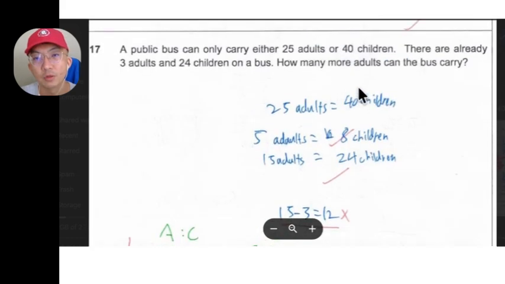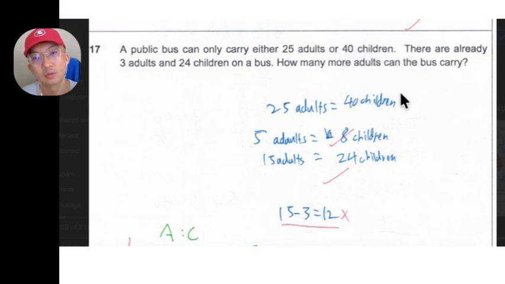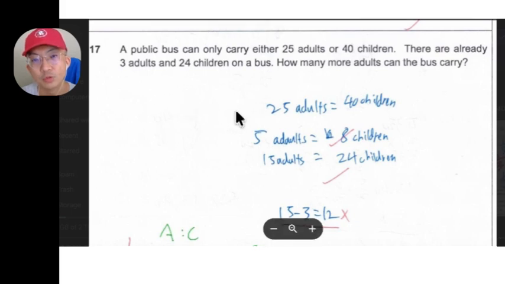This one came out in our worksheet. This is under equivalent ratio, and it's a very common question that has been reused for the longest time. Just need to do the ratio, adult is to children, 25 is to 40, and reduce it. Or you can express it like that as well. Then you change the children to the adults because you only want adults.